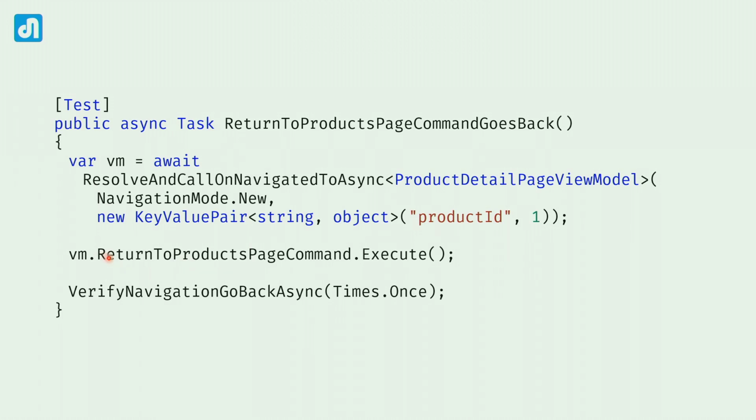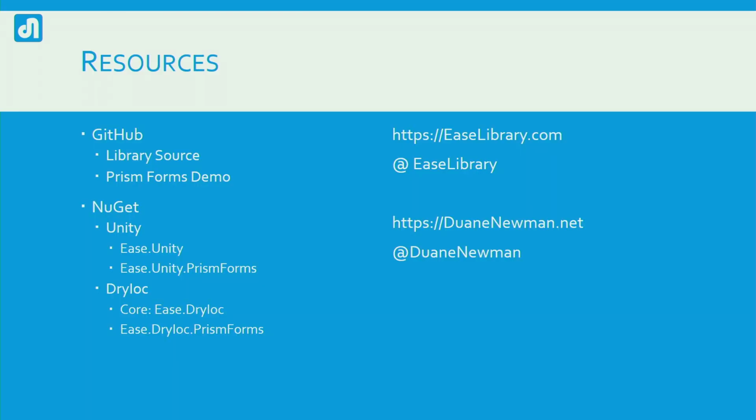So in this case, I'm going to call the return of products page, and I also have some convenience methods in there for testing things like that navigation GoBackAsync was called at least once. And I also have other navigation ones in there where you can pass in an expression to determine what it was that was done, and determine if it was going to the right page or whatever, all those kind of things. You can check the parameters and all that stuff in it. So it really simplifies a lot of that testing.